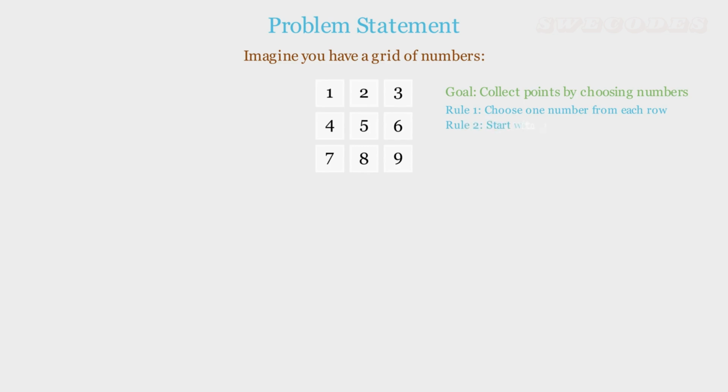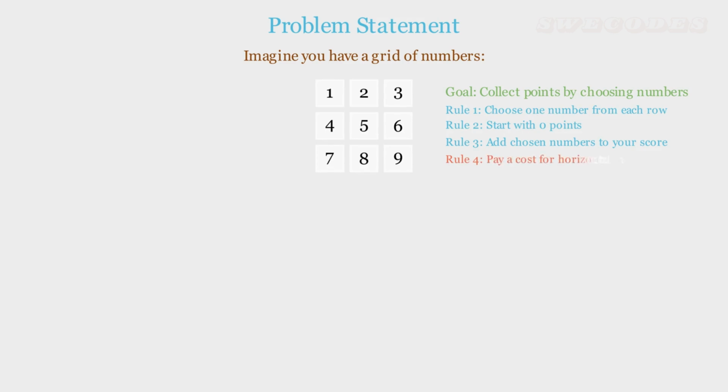But there are rules. 1. You must choose one number from each row. 2. You start with 0 points. 3. As you make your choices, add each selected number to your score. However, horizontal moves come with a cost.